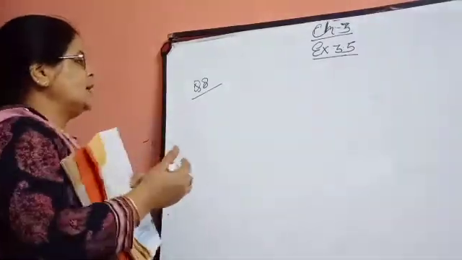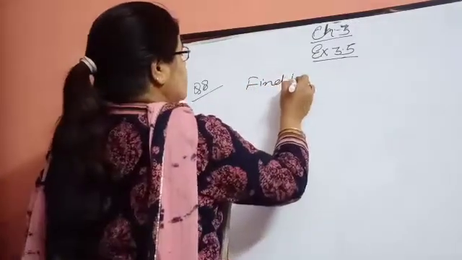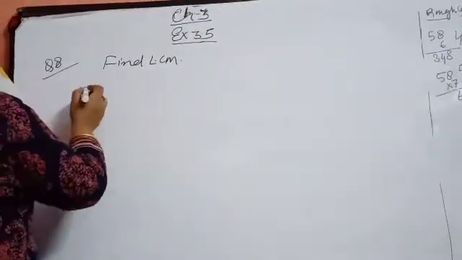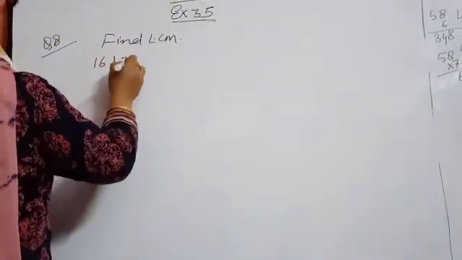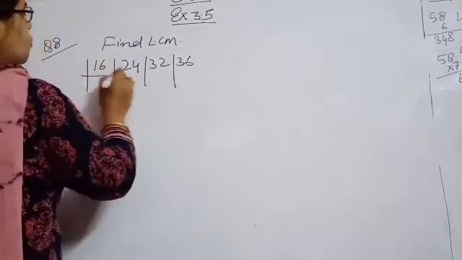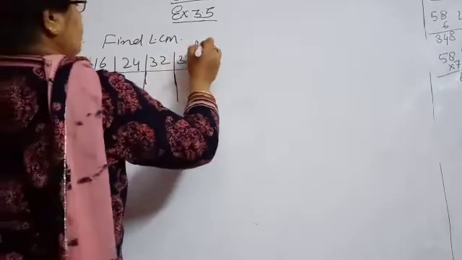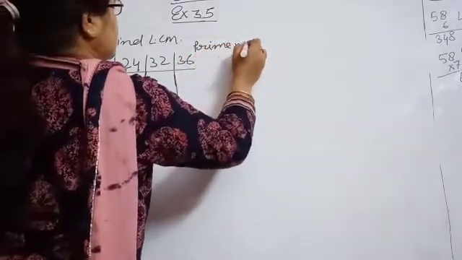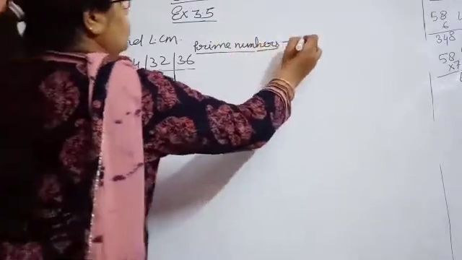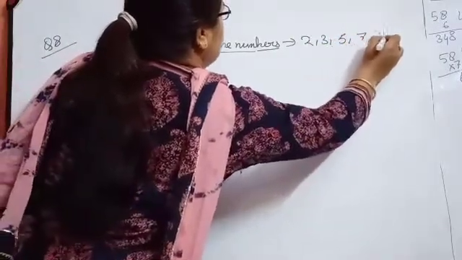So there is nothing more in question number 8. Find the LCM and subtract. So 16, 24, 32 and 36 are there, and I am going to find their LCM. First of all, what we will do is use prime numbers. What are prime numbers? These steps should be learned by every one of you: 2, 3, 5, 7, 11 and so on.